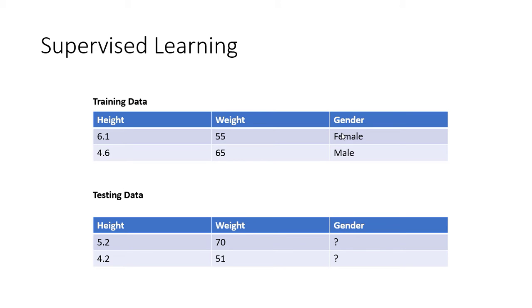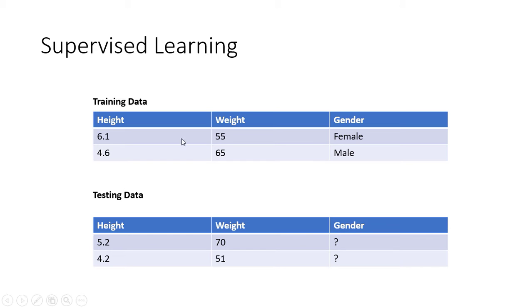We are going to train the model on our training data, then we are going to test it on testing data. So we will give the model that the height of the person is 6 feet 1 inch, the weight is 55 kg, and the gender is female. Similarly, the height is 4 feet 6 inches, the weight is 65 kg, and the gender of the person is male. Similarly, we will give the data of thousands of people to train our machine learning model.